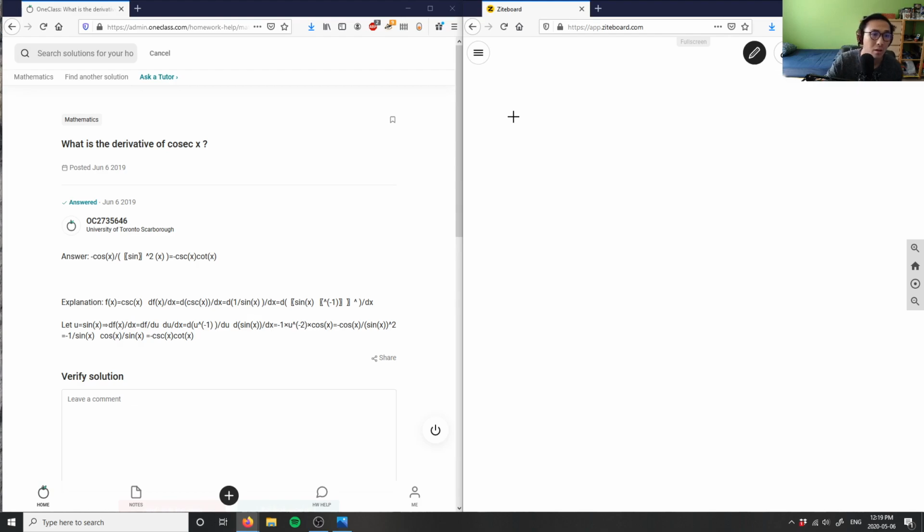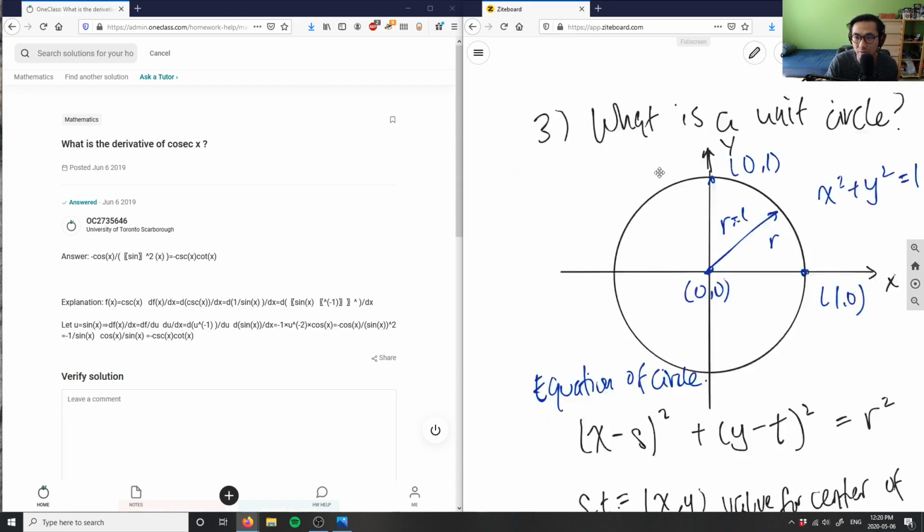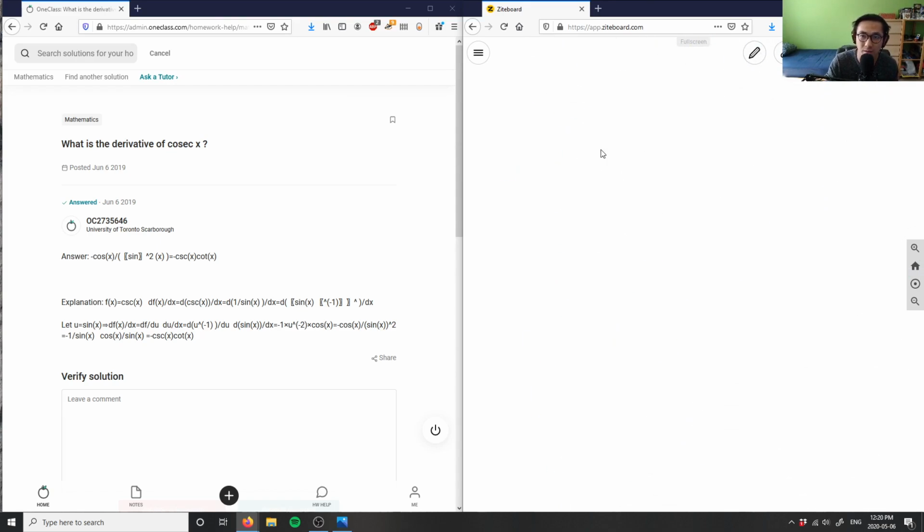Okay, that's number 3. Number 4 is asking us, what is the derivative of cosecant? Is that cosecant x? Well, I don't know what this is. I believe they want to say cosecant, but I think they spelled it incorrectly, they notated it incorrectly here.